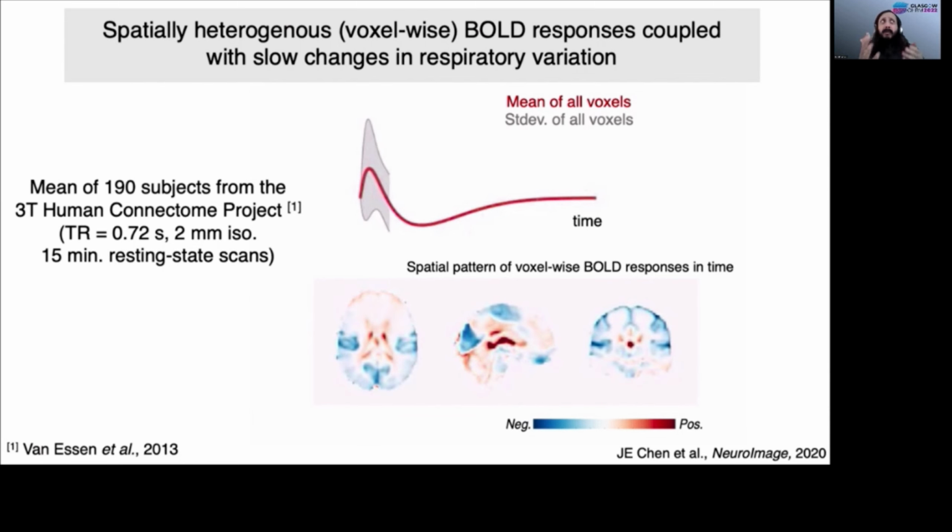So this is essentially a per voxel BOLD respiratory response function, or you can think of it as a 4D respiratory response function that varies over space and time. And so the average time course shown above exhibited strong differences across the brain, and below you can see the timing and amplitude of the response varied substantially across the brain.